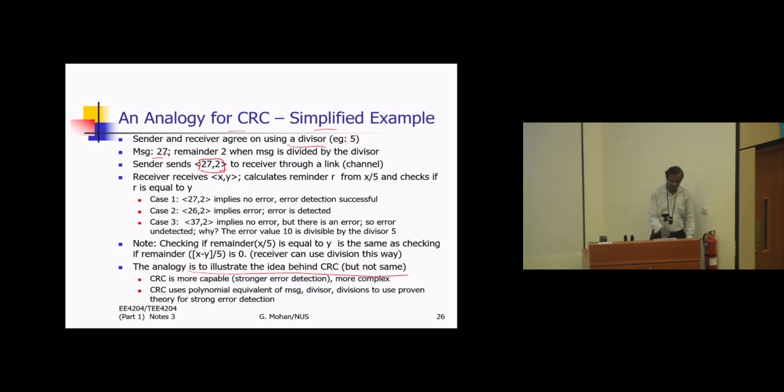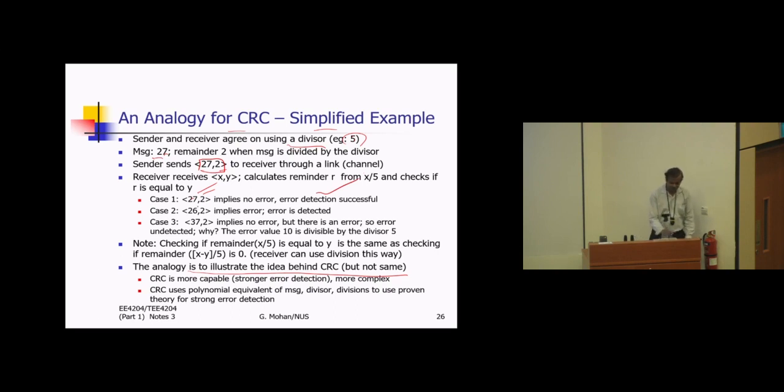Now, let's say there are different cases. The receiver might receive it as it is, without any error: 27, 2. The receiver also knows that the divisor 5 is used, so it will divide 27 by 5 and get a remainder of 2. The frame also carries the number 2. So, good, no error.